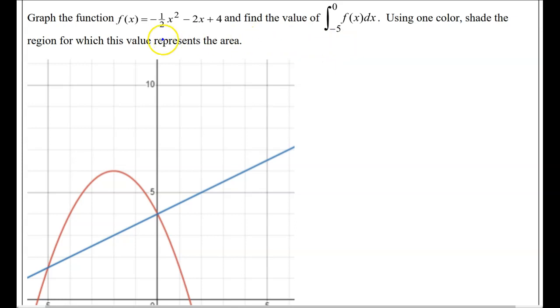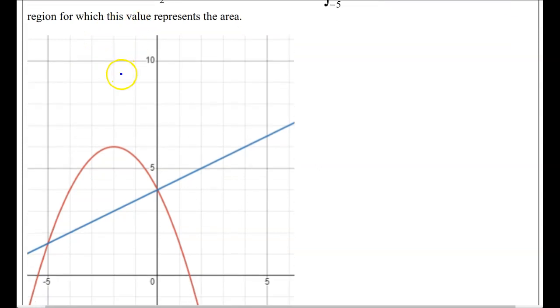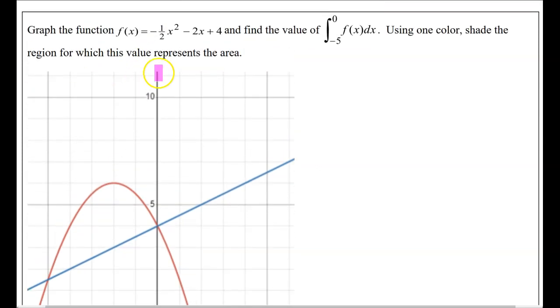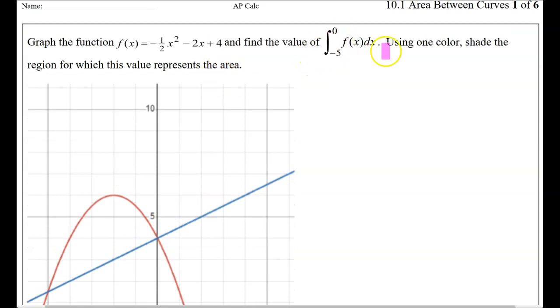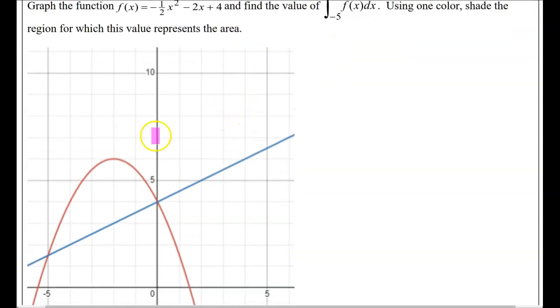So what we're asked to do is graph f of x, and f of x is our sad parabola here, and then find the value of this integral from -5 to 0 of f of x dx. And then we're going to shade the region for which this value represents the area. So we're going to actually shade first, right? Because that's pretty easy. So notice our integral goes from -5 to 0. I already made the graph for you. So that area would be, well, it would start here at -5 and stop at 0.